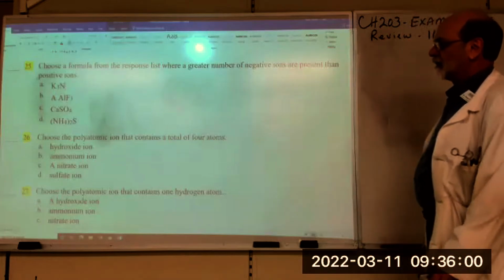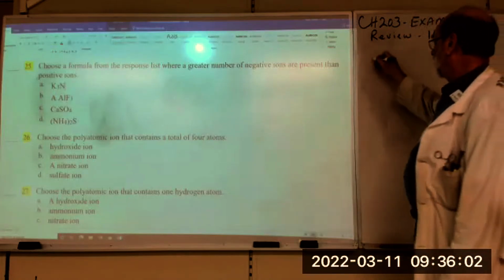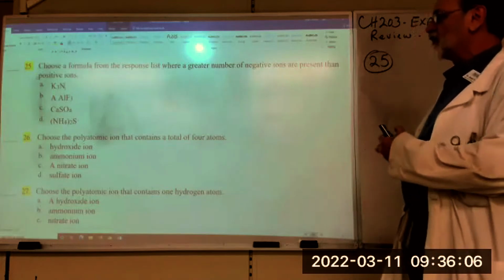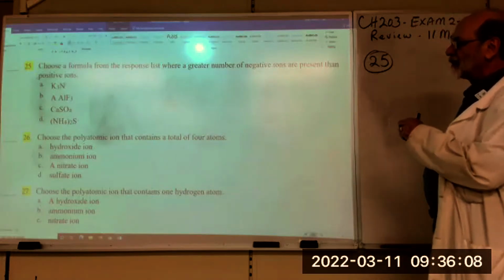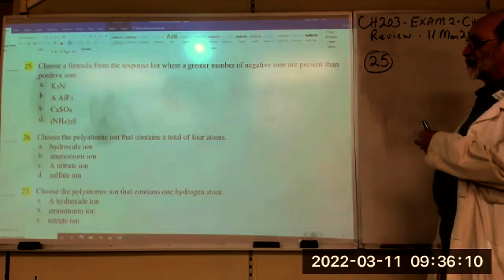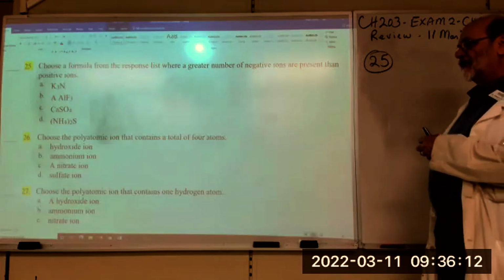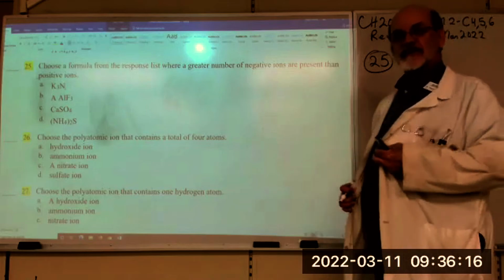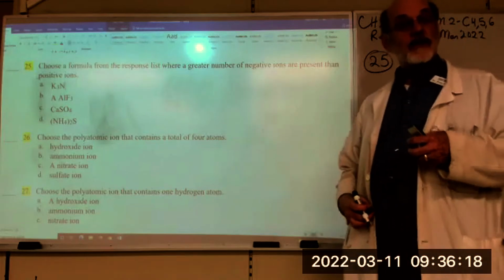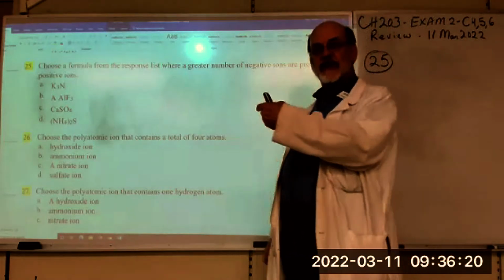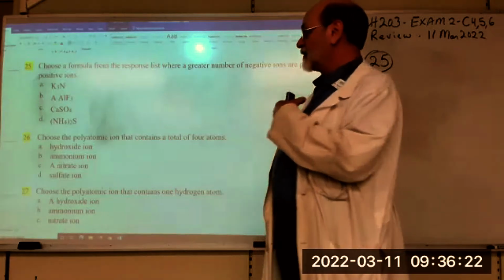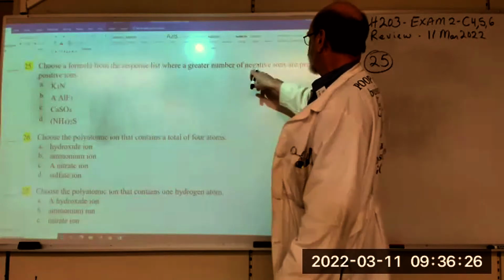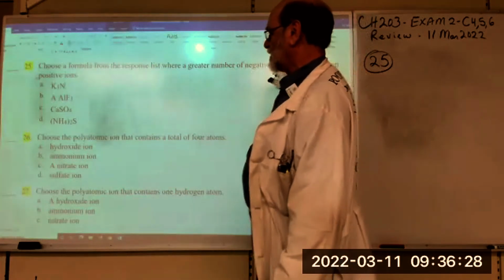25 and 26 anyway. Choose a formula from the response list where a greater number of negative ions are present than positive ions. A greater number of negative ions. Well, this is fairly simple. You just have to realize how we write compounds. Positive ions first, negative second. So you look at the negative second and you say, greater number of negative ions than positive.